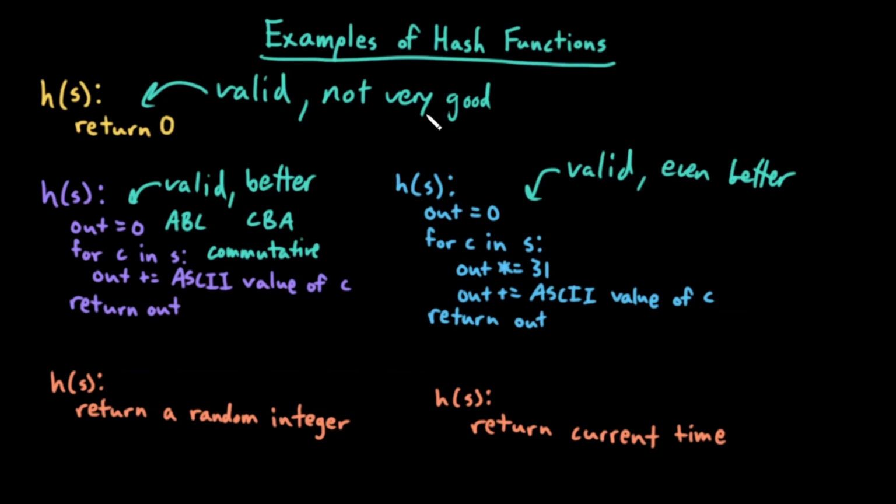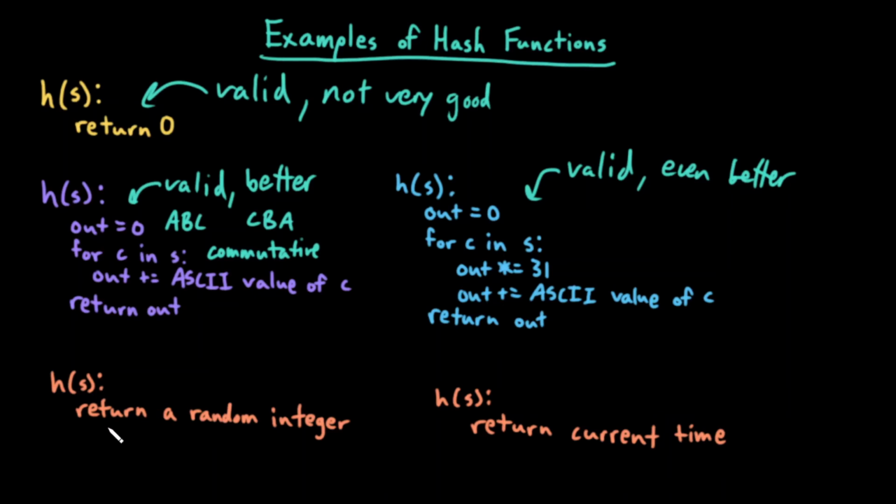Okay, so this was the first one I showed. It's valid, but it's pretty bad. This one was the second one. It's valid, and it's better than this one, but still could be improved. And this is kind of the best that I've been showing you for strings. If you want to look at how Java or other languages implement their hash functions for strings, that would be a good exercise. Let's end this discussion with these two potential functions.